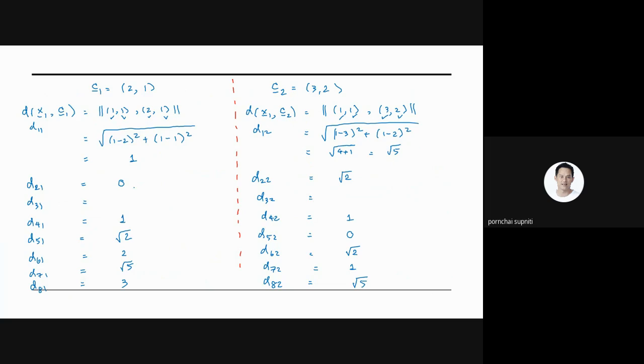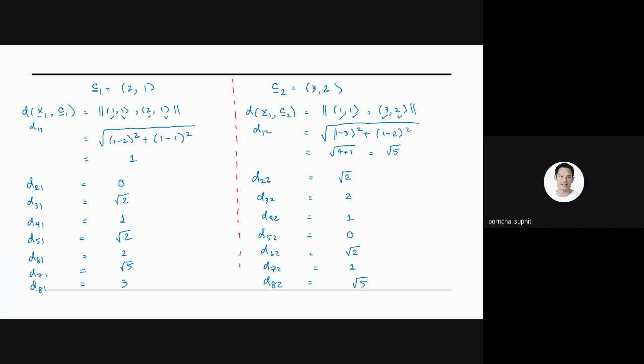Did you get D31 yet? I hope that you all have computed Euclidean distance before. If it's the first time, maybe you get confused. Instead of waiting, let me just write it out. Thanks anyway for trying.